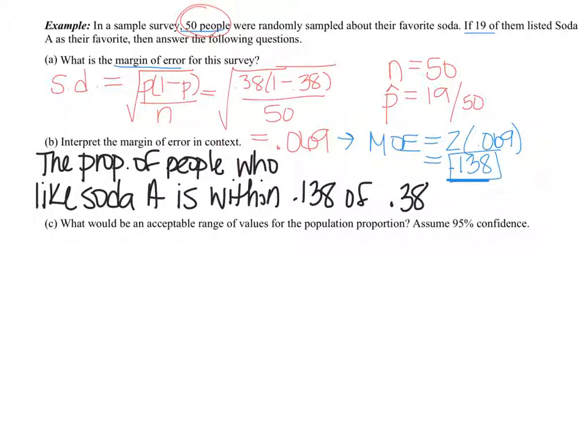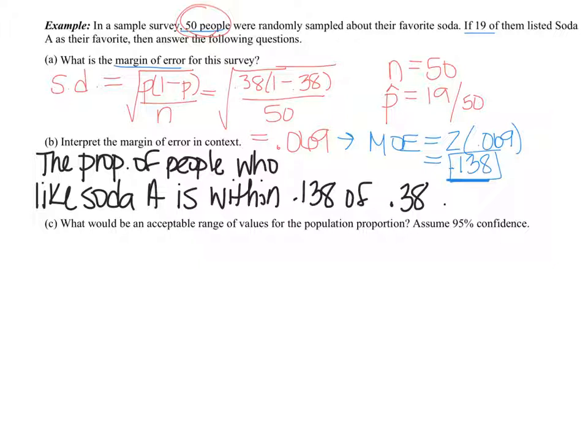So again, if you wanted to say that in percents, this really means that the true proportion of people who like soda A is within 13.8% of 38%. So again, in this case, we can't even really use a unit. You could say percent if you wanted to and move your decimal, but we can't really use any unit other than that. So then it says, what would be an acceptable range of values for the population proportion?